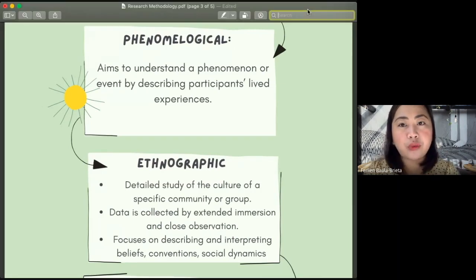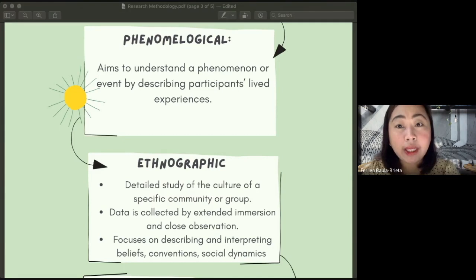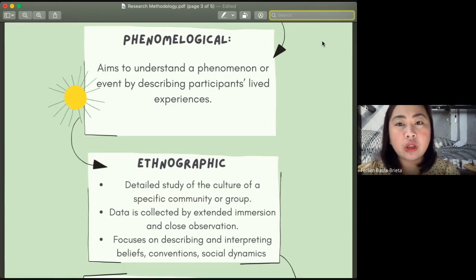So there are phenomena that are hiding in their situation. And if you do some research about this situation, you need to understand a new phenomenon. In that case, you are applying phenomenological studies.